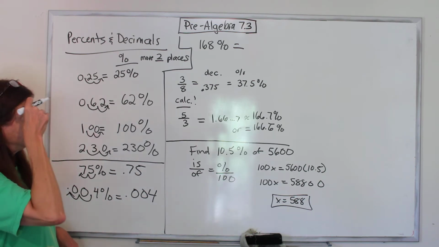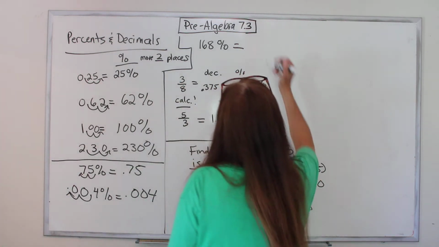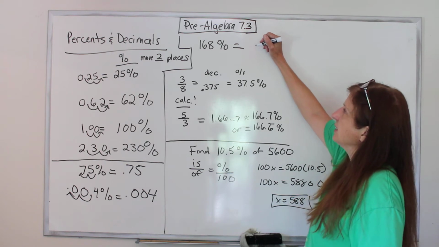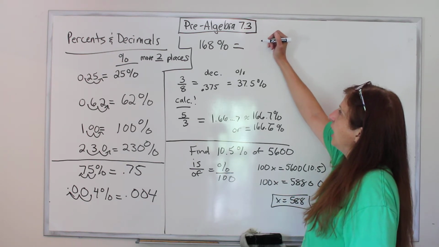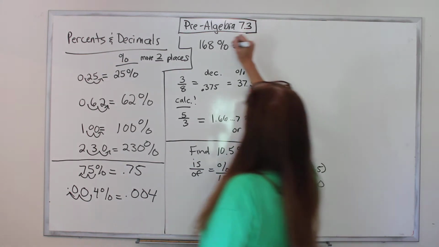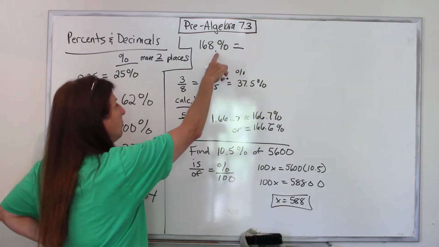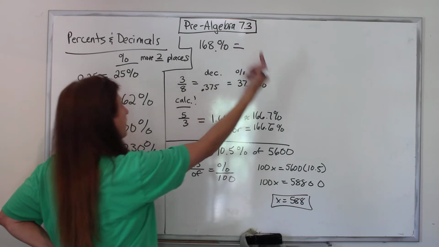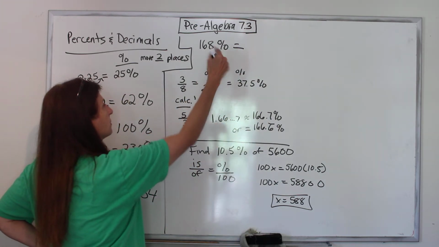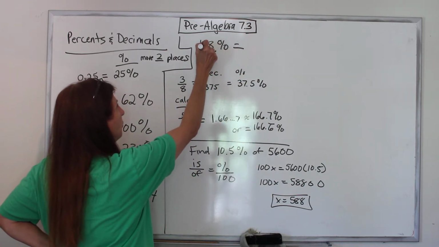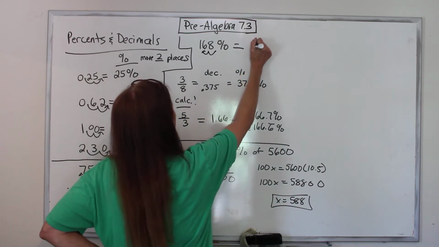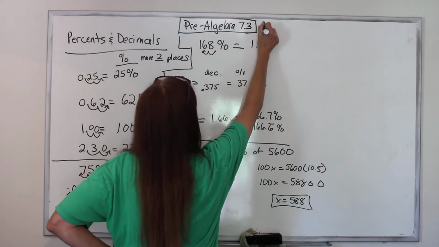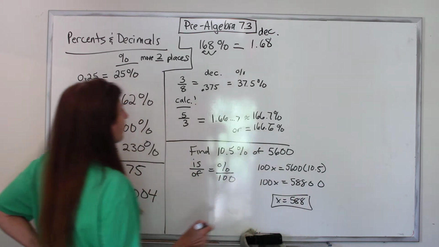Look at your book if you need to. Alright, here's another one. This one is 168%. And we need to change it to a decimal. Our decimal point is right here, and I need to go this way because I'm going from percent to decimal, so I say whoop whoop, and it goes right there. 1.68 as a decimal. Okay?